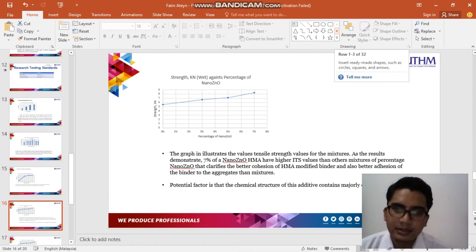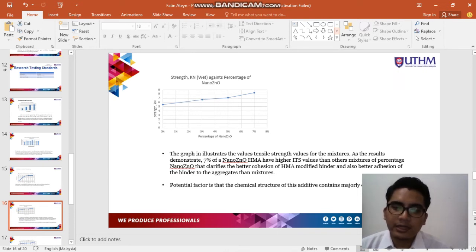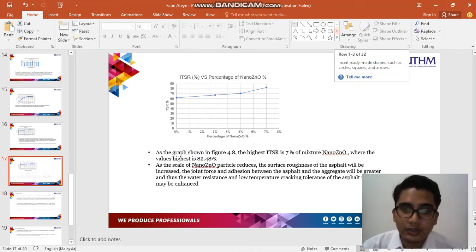than the other percentages of nano zinc oxide, which clarifies the better cohesion of the hot mix asphalt modified binder and also better adhesion of the binder to the aggregate than the other mixtures. The potential factor is that the chemical structure of this additive contains majorly hydrophobic groups.